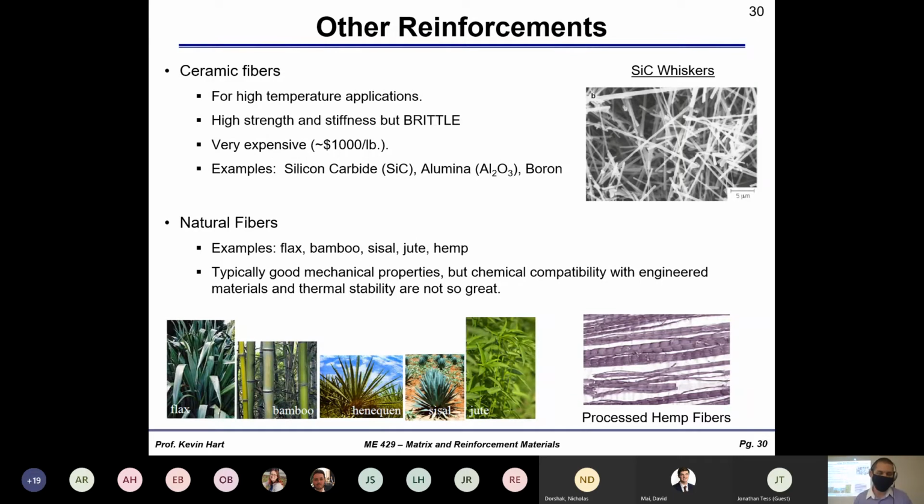Natural fibers. This is something that is gaining more and more popularity these days, because natural fibers are themselves good products in nature. Trees use natural fibers. Fibers in the natural world tend to be useful for what they are, right?